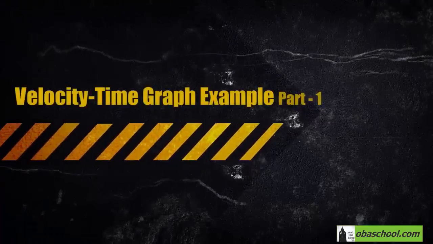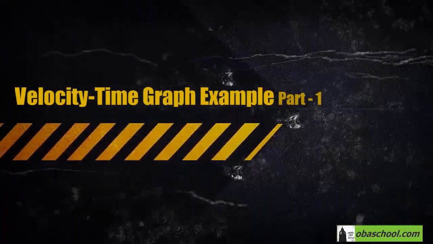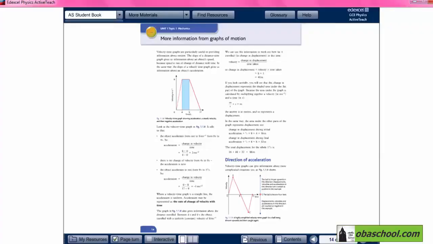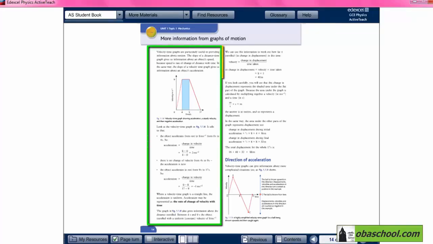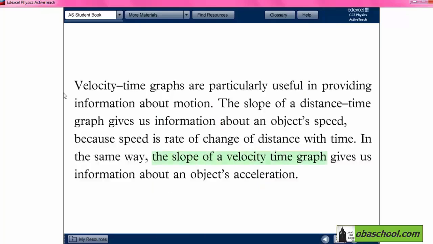Velocity time graph example part 1. We learned before how to draw a velocity time graph. In this tutorial, we'll learn how to use it to get important information. For example, we can get the slope of the velocity time graph, which gives us information about an object's acceleration.